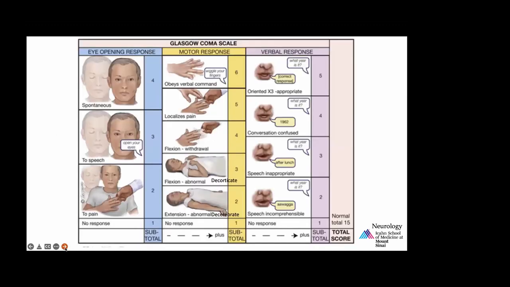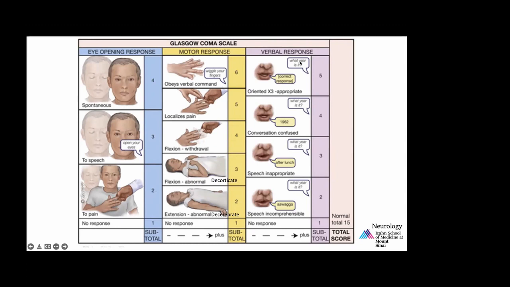So just to go into this a little bit more, the responses, and this is, by the way, flipped. So here we have the lowest is no response for each of these. And then this is getting better back to normal on the top. So a normal eye opening is just a patient has their eyes open spontaneously. If they open eyes to voice, that would get a 3. And if they only open their eyes to pain, that's a 2.